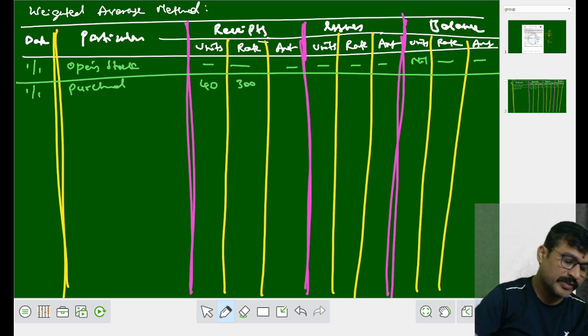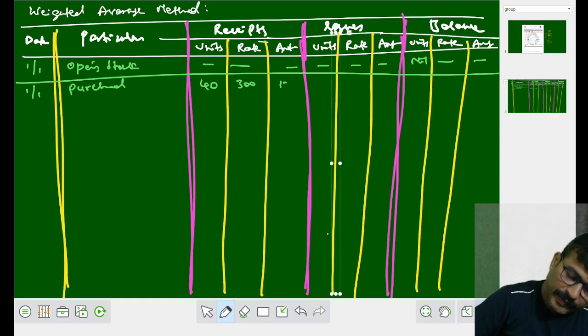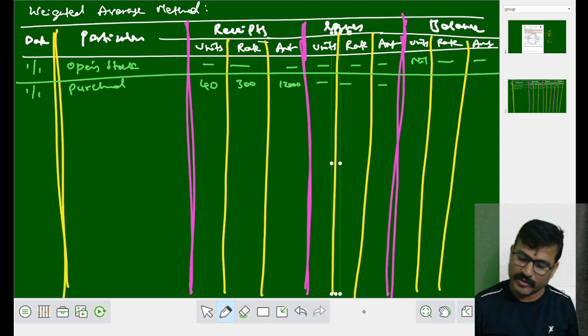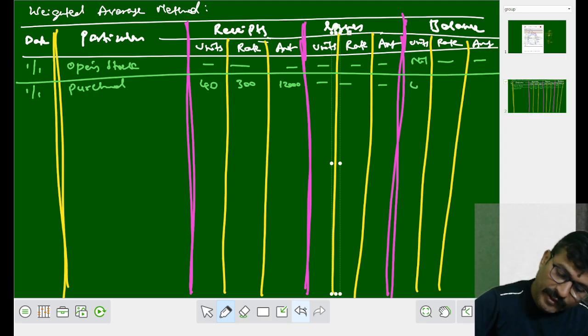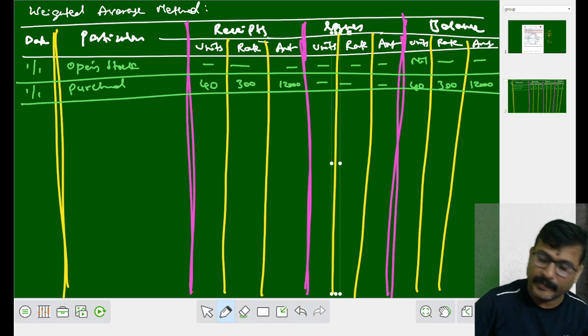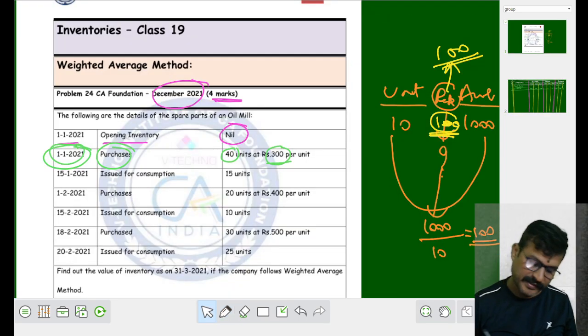Use a calculator and work out the answer. 40 into 300 comes to rupees 12,000, my dear student. Put a dash. Same 40 units, 300, 12,000. Close completely. Let us move on to the next transaction.